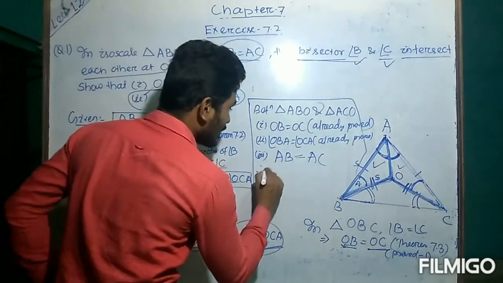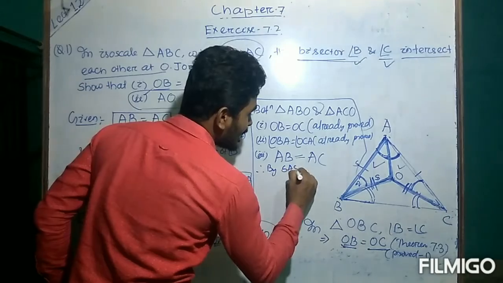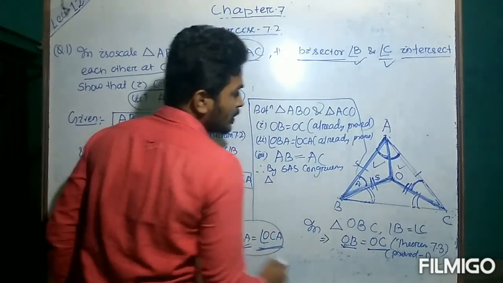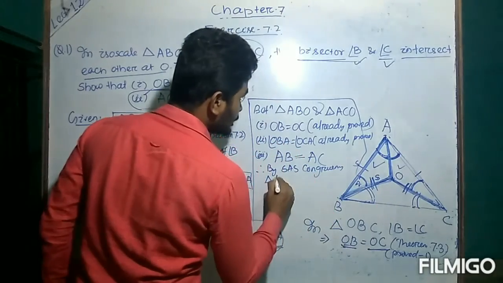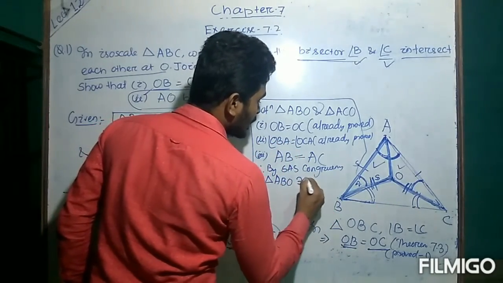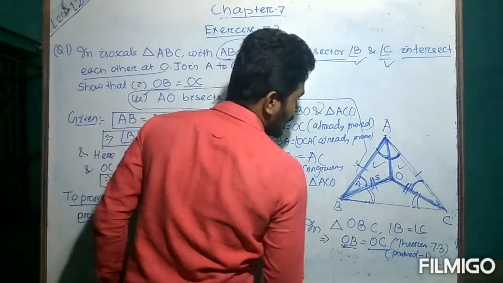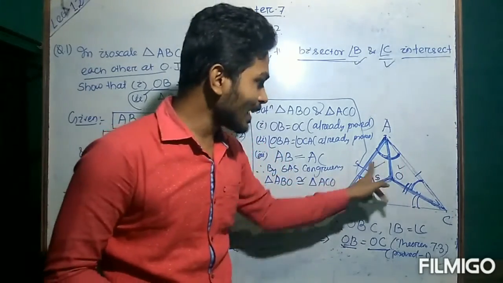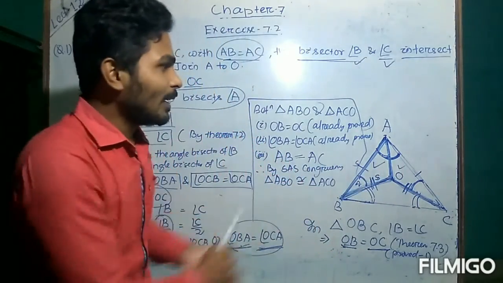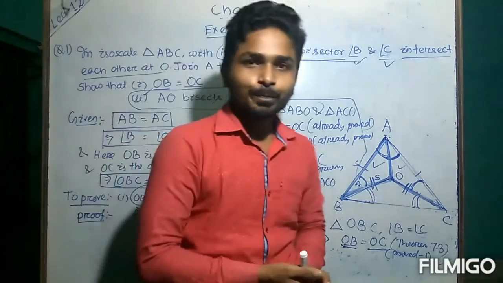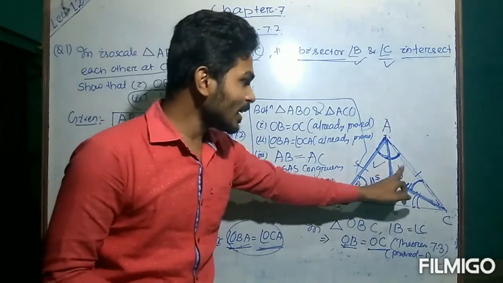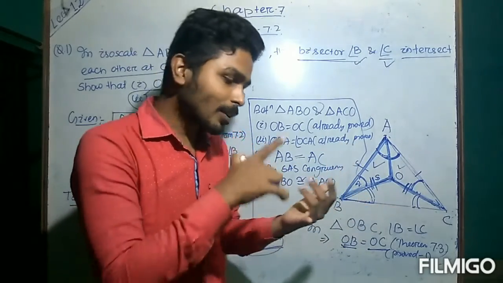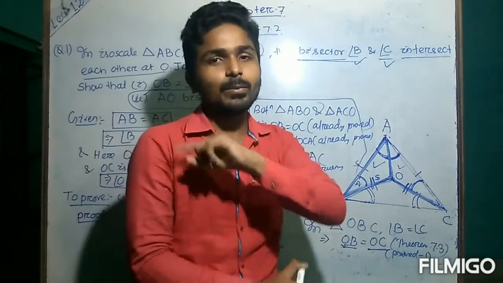Okay? So let's write by SAS congruency, triangle ABO is congruent to the triangle ACO. Now we have proved that this triangle is congruent with this triangle. That means these two triangles are equal or congruent. Now remember axiom number 7.2. In 7.2 we know if any two triangles are equal or congruent, then their corresponding parts, for example their corresponding sides and corresponding angles, must be equal.